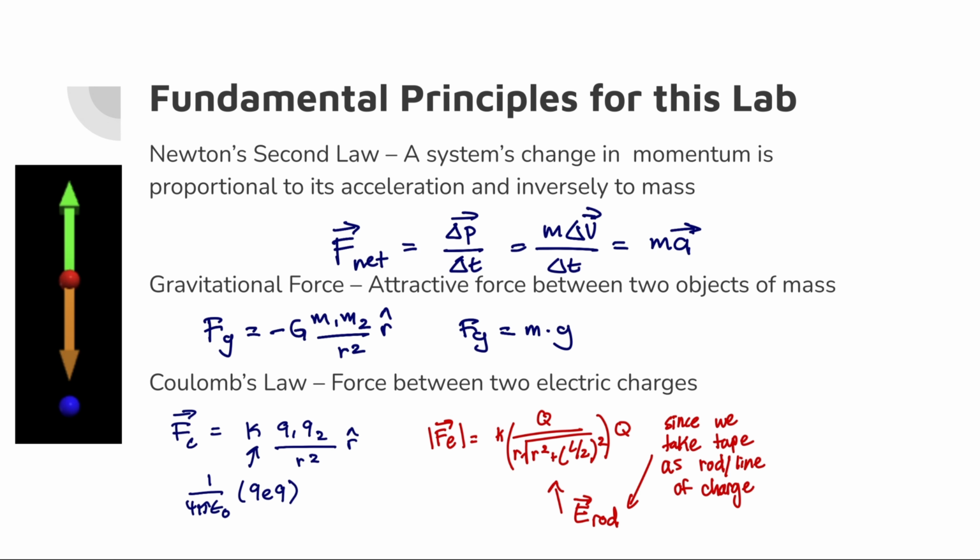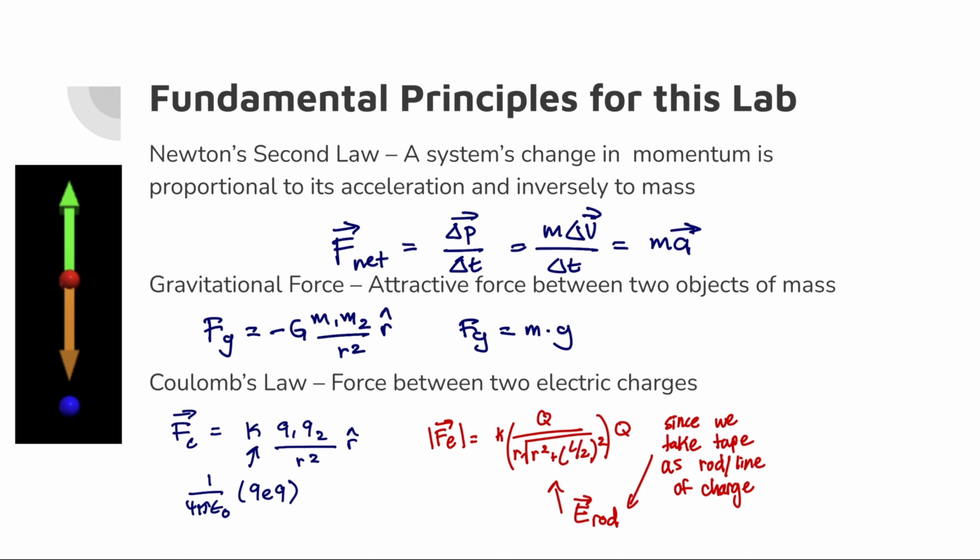The fundamental principles for this lab are going to be very similar to last week, based on Newton's second law, which states that a system's change in momentum is proportional to its acceleration and inversely proportional to mass. We are going to take advantage of the fact that F net is 0, since the floating tape is at equilibrium.